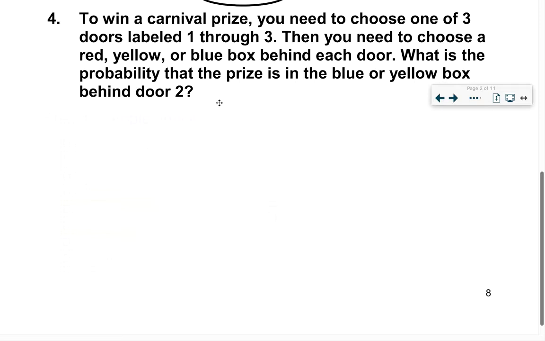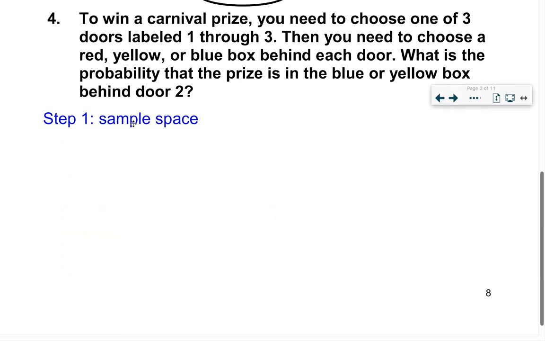So let's go ahead. We're noticing there are doors labeled 1 through 3, and there are 3 different colors to choose from after that. So we've got red, yellow, blue after that. So my first step, like all of them, is to create my sample space. I did a table for this one just because I'm trying to give you all the different views.